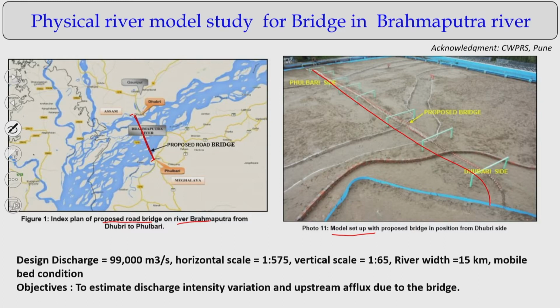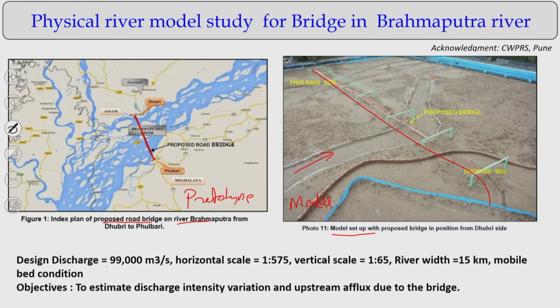Okay. And these dots are representing bridge piers. This is the main channel, and other channel formations are also there. So, this is the prototype, and this is the model. Now, let us look at what scale down has happened.